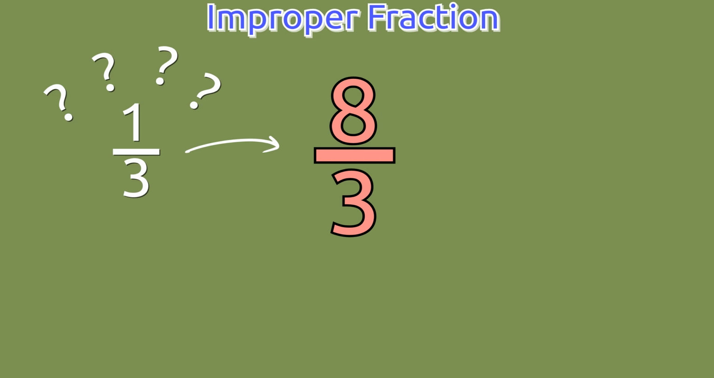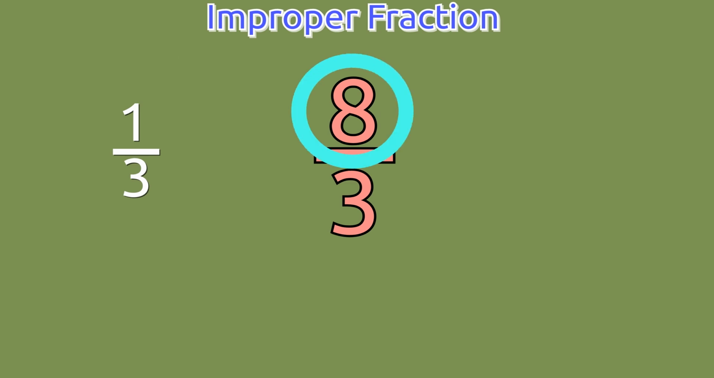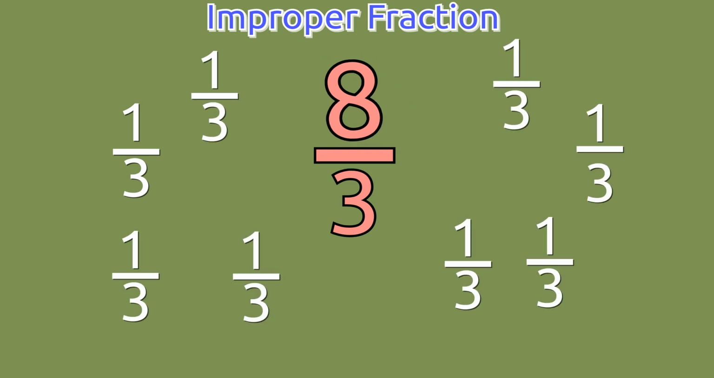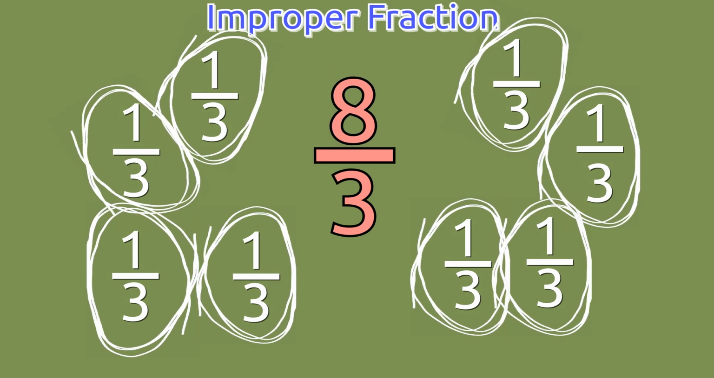Well, that is simple. Our numerator tells us that we have a total of 8 thirds, or a total of 8 fractional parts that have a size of 1/3 within our improper fraction.